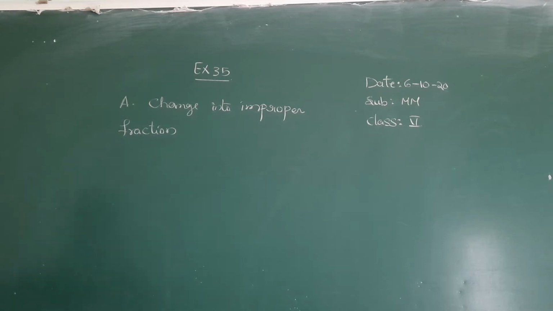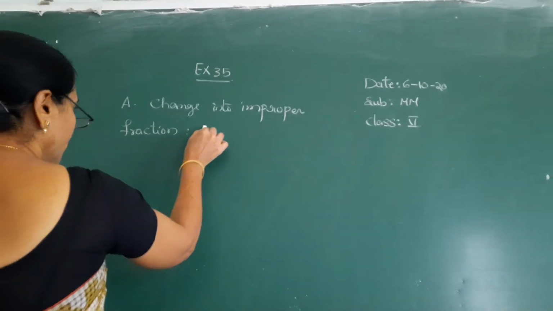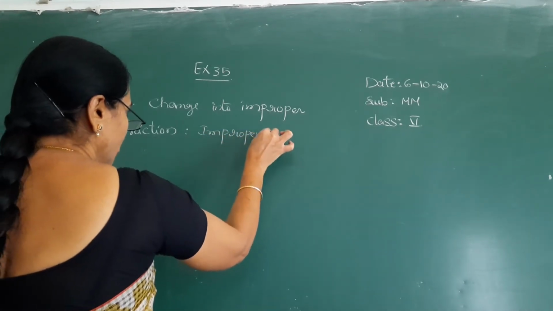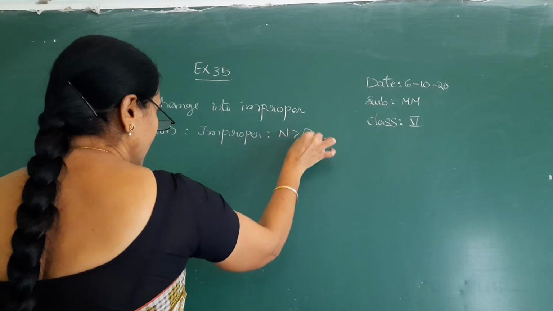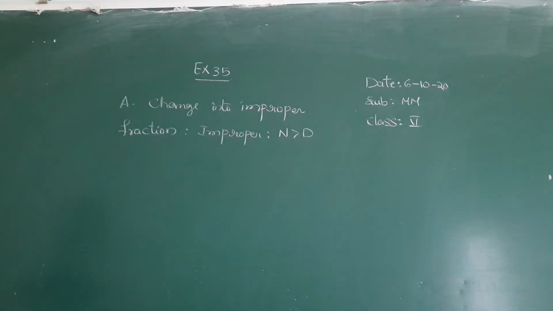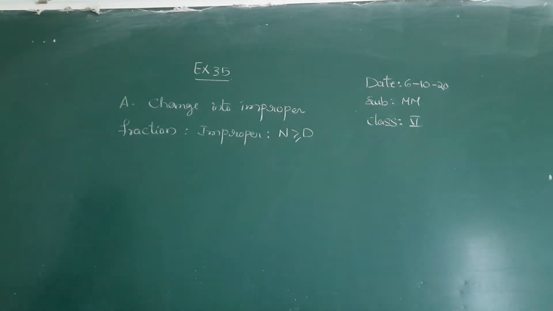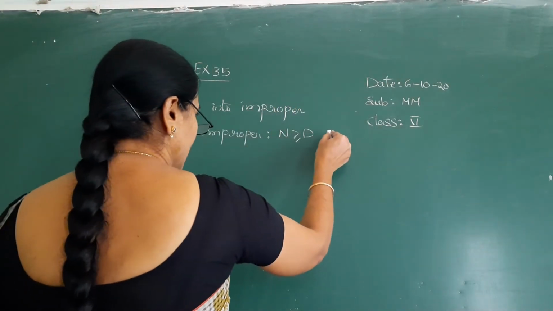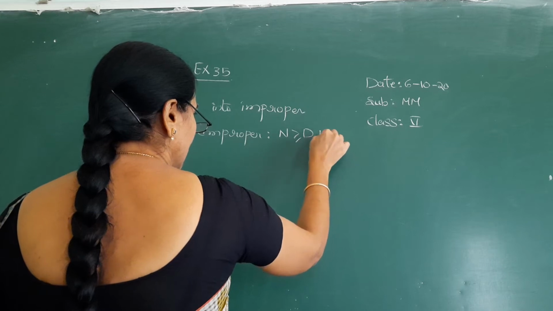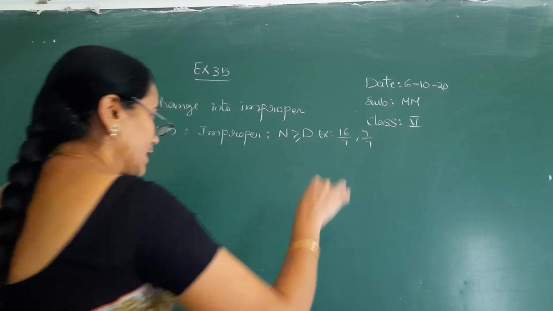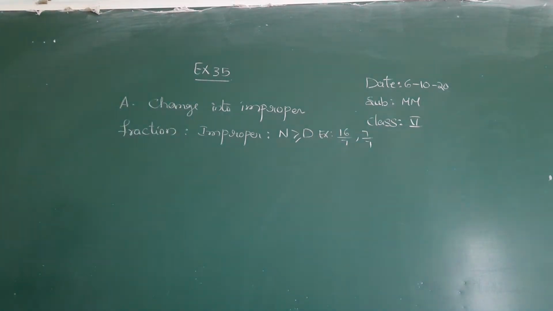Already you know that improper fraction. Improper fraction means numerator is greater than the denominator, or equal to the denominator. If it is greater or equal to the denominator, then those types of fractions are called improper fractions. Examples: 16 by 7, 7 by 7, etc. These are called improper fractions.